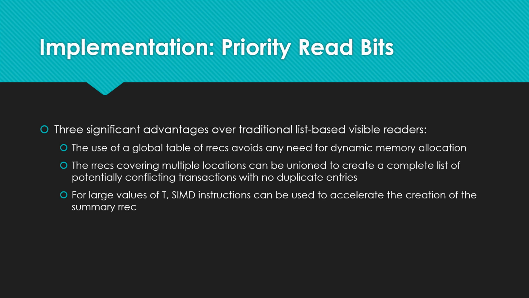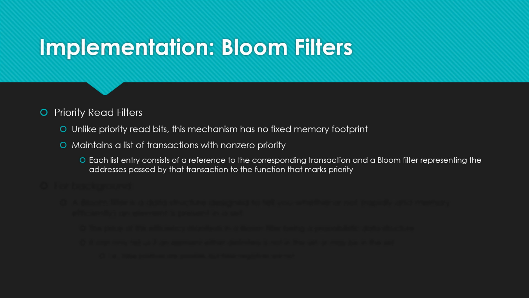It's worth noting that the creation of the summary RREC is the most significant overhead of the entire process, taking O(WT) time, where W is the number of writes and T is the number of entries in the table. Now, the second approach that the paper presented was utilizing Bloom filters, or effectively priority read filters. Now, unlike priority read bits that we showed previously, this mechanism has no memory footprint, so it's purely dynamically allocated.